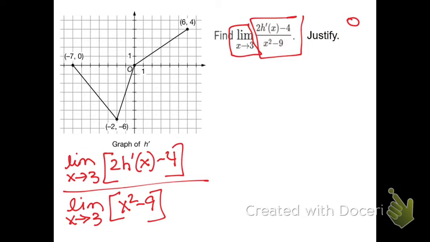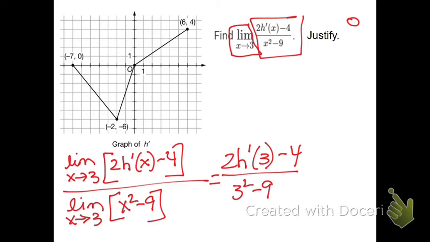Okay? Now I'm going to replace the x's with 3, and then I don't have to write the limit anymore. Okay, and I don't have to even show 3 squared minus 9 is 0. I can just write 0, but I'll write it for your benefit. Okay, now we got to evaluate that. Well, obviously on the denominator, 3 squared minus 9, that's 0.